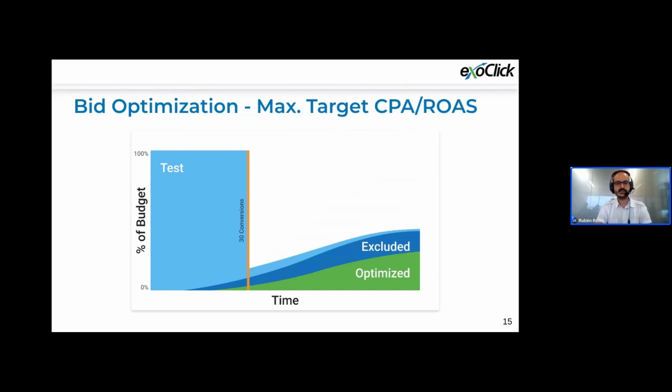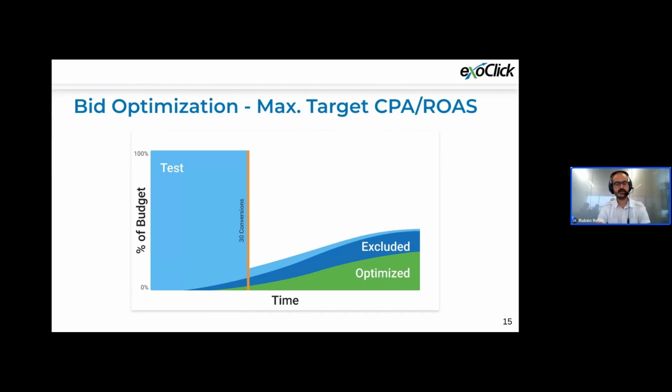With a maximized target CPA or maximized target ROAS optimization, what we're telling the system is that we want to focus only on the segments that have reached enough data to determine the likelihood of conversion. That doesn't mean that every single segment is going to be excluded if it hasn't reached the likelihood of conversion, but the amount of traffic that you're going to get from those segments is going to be significantly smaller than with a maximized volume optimization.